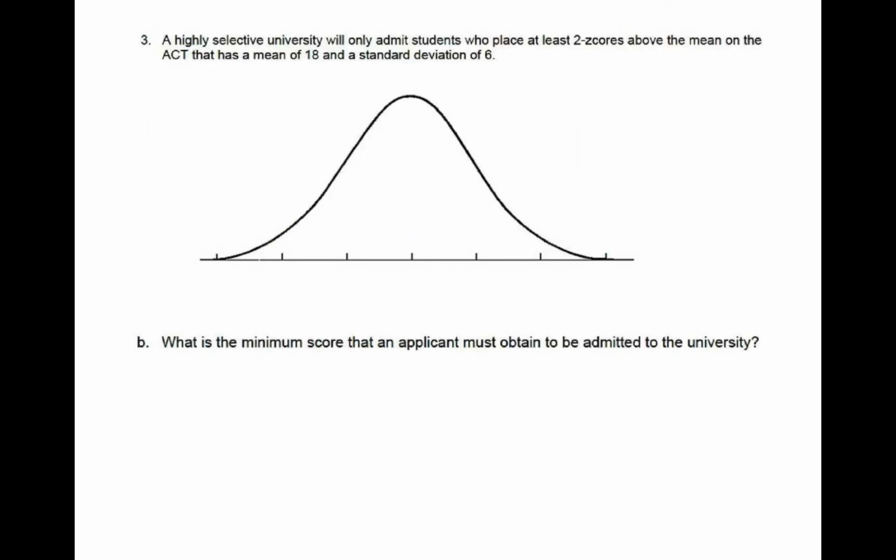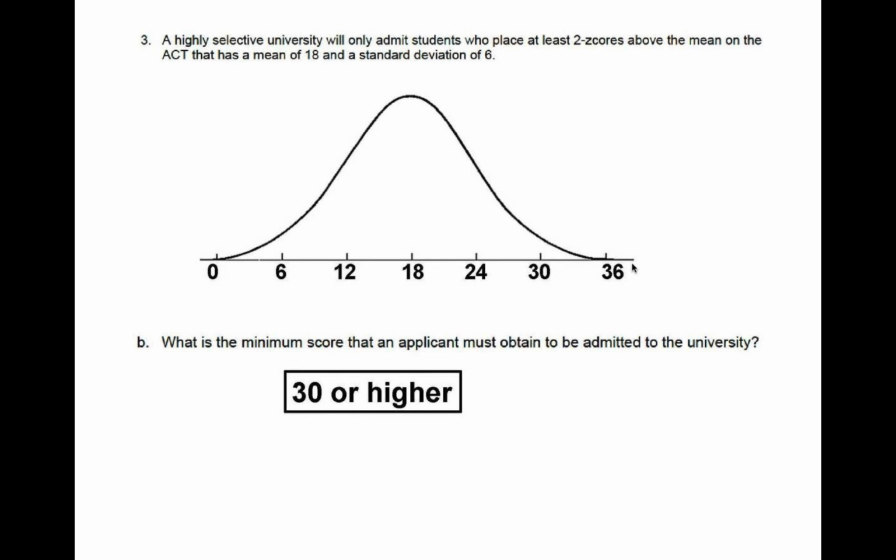Number 3, a highly selective university will only admit students who place at least 2 z-scores above the mean on the ACT that has a mean of 18 and a standard deviation of 6. We're going to label our picture. We have 18, add the 6, subtract the 6. And then it says, what's the minimum score that an applicant must obtain to be admitted to the university? So if they have to place at least 2 z-scores above the mean, well, here's your mean. A z-score is a standard deviation, so 1, 2 z-scores above the mean. They have to do a 30 or higher to be admitted.